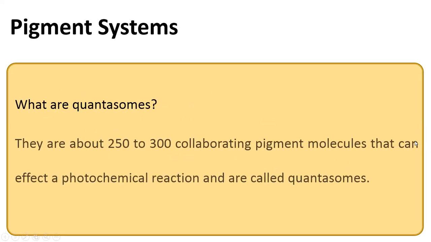And there are two types of pigment system, 1 and 2. Now before going to that, what are quantosomes? 250 to 300 collaborating pigment molecules that can affect the photochemical reaction are called quantosomes. Quanta is the energy associated with photons, and soma means body. So these are the pigments primarily associated with absorbing and quantifying energy. We call them quantosomes.